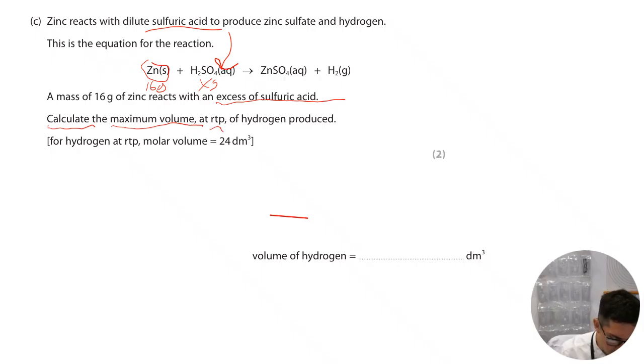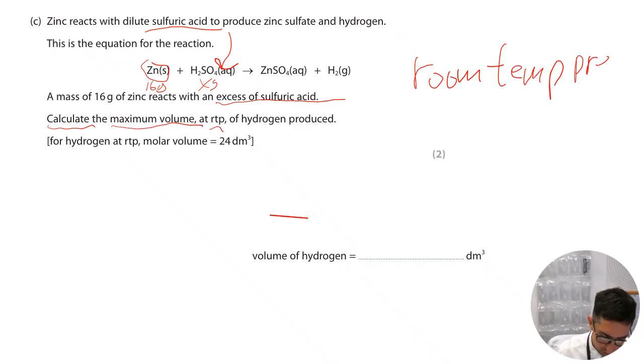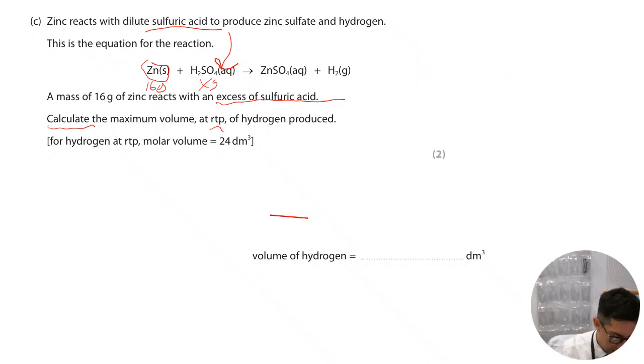RTP means room temperature and pressure, of hydrogen. Okay, so we're trying to work out hydrogen. So I always teach my students to put a question mark on the chemical that you're asked about in the balanced equation. So we're asked about hydrogen, and I always ask my students to put a tick next to the chemical they tell you information about. So they told us about zinc.